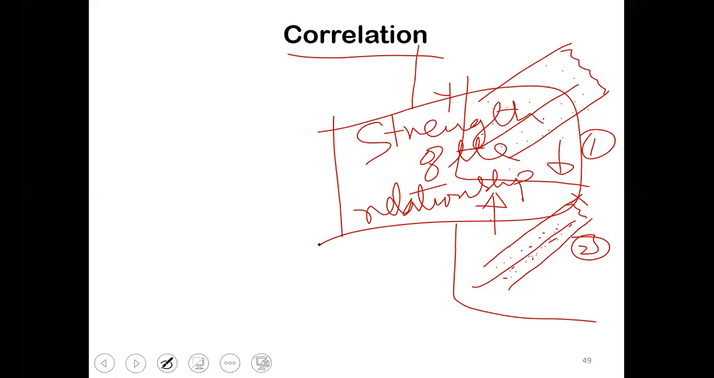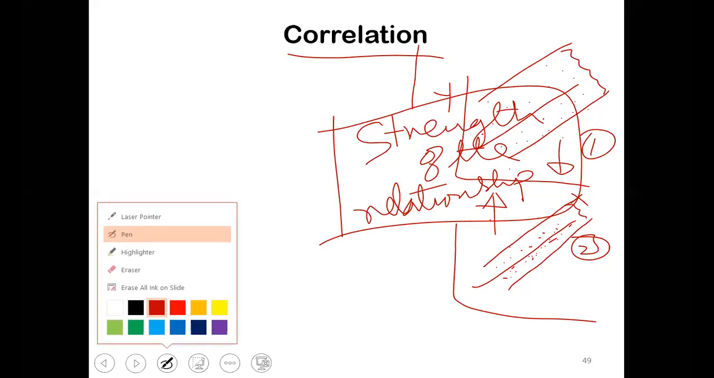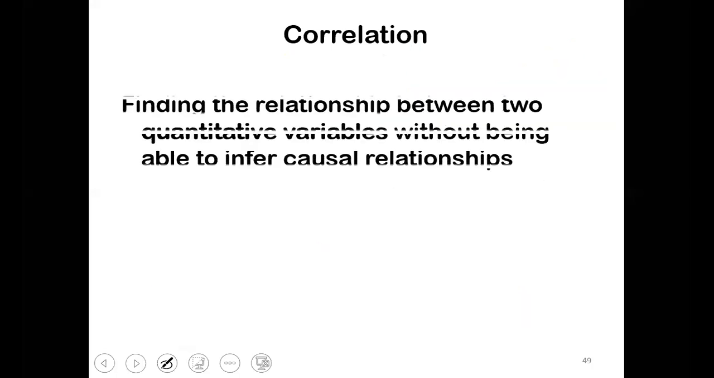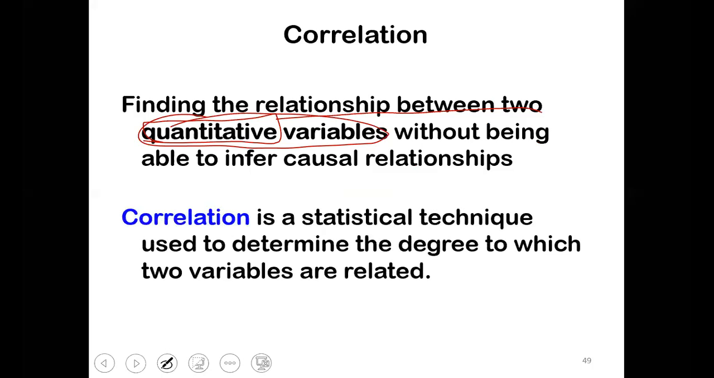Right? Okay. Now we are going to talk about all of these in detail: finding the relationship between 2 variables. Those are 2 quantitative variables. Why are we saying quantitative variables? There may be qualitative variables, and we can also find the relationship between qualitative variables, but that is slightly different, a different type of calculation. So here we are going to talk about quantitative, measurable variables, without being able to infer a causal relationship.